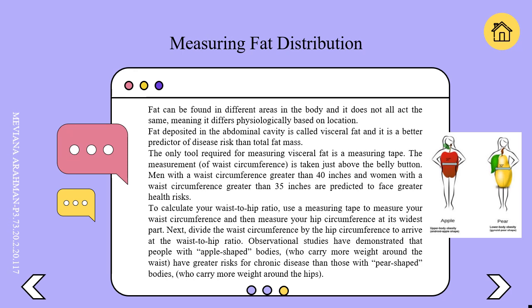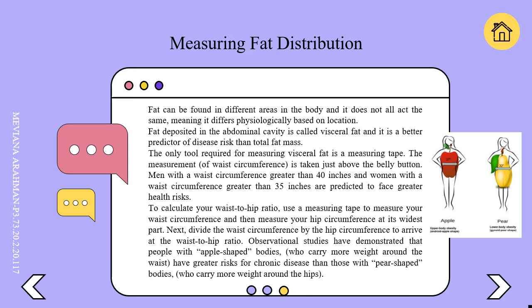Measuring fat distribution. Fat can be found in different areas in the body and it doesn't all act the same, meaning it differs physiologically based on the location. Fat deposit in the abdominal cavity is called visceral fat, and it is a better predictor of disease risk than total fat mass. The only tool required for measuring visceral fat is a measuring tape.